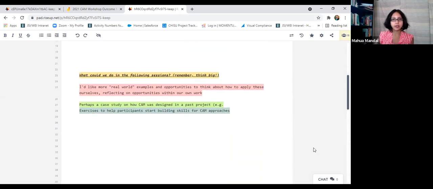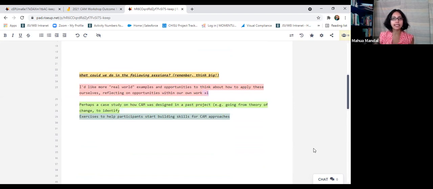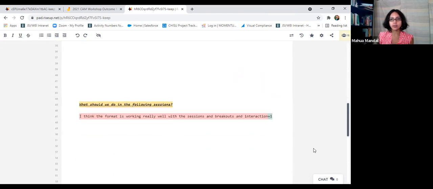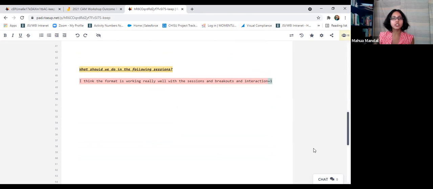But in terms of what we could do in the following sessions, there are a couple of things around providing more real world examples and opportunities to think about how to apply these ourselves, doing some exercises, perhaps a case study. So these are more about the actual application. The person writing about case studies is still writing. And then if we can scroll down, since we only have a minute left now, what should we do in the following sessions? Someone wrote they think that the format is working really well with the sessions and breakouts and interactions.